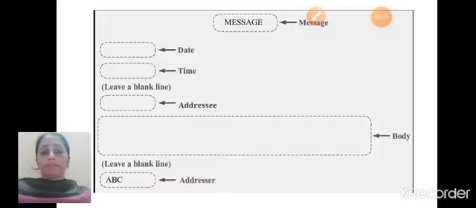Quickly, just go through the word message up over there, written in blocks. On the left hand side, we have the date and time. Then we leave a blank line. We have the salutation. Then we have the body. Again, you leave a line and then the sender's name. And the entire information is enclosed within a box.